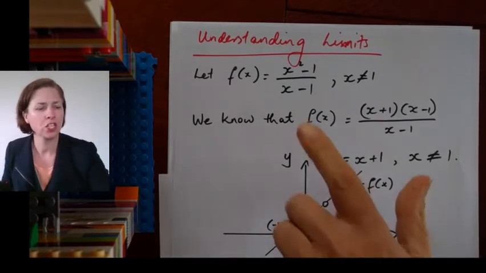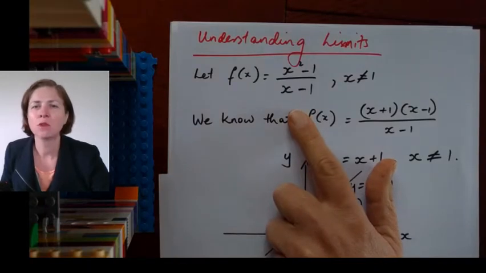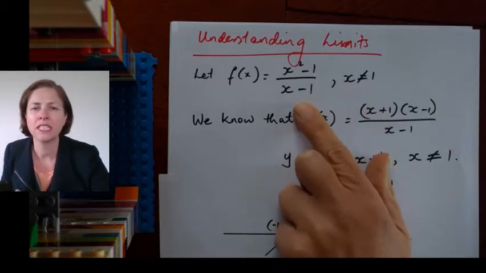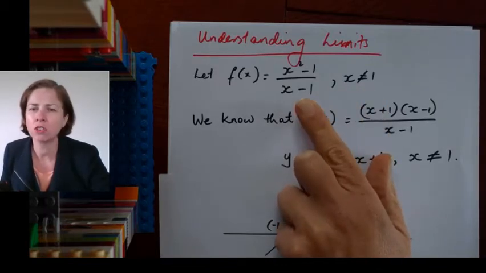I'm going to start with this function here, which is f of x equals x squared minus 1 over x minus 1, where of course x cannot equal 1 because that will give us a 0 denominator. So this function is not defined when x equals 1.